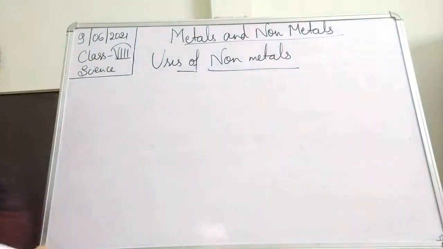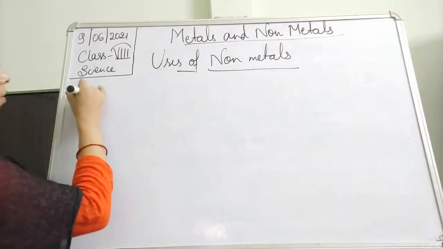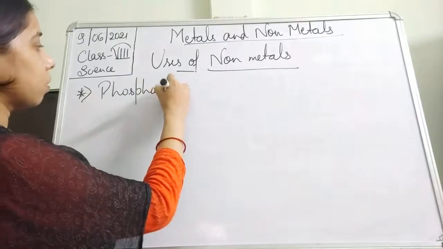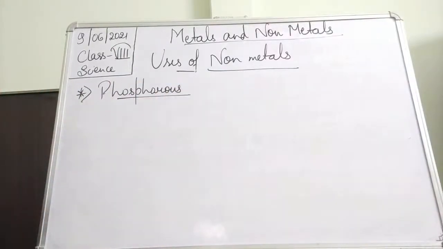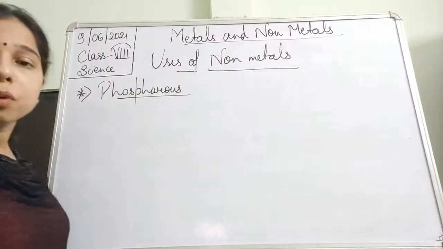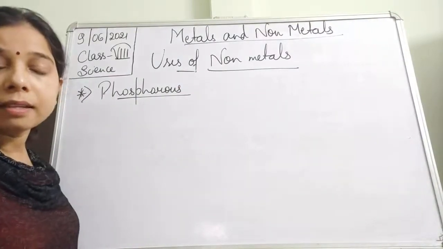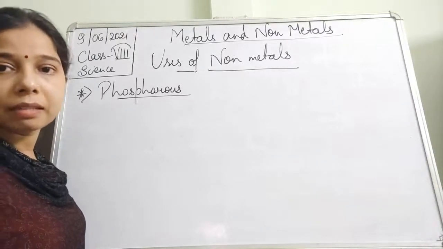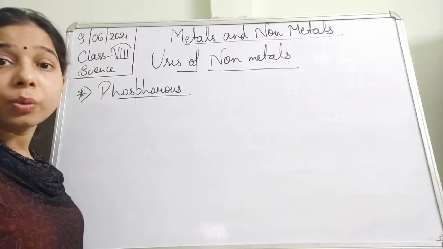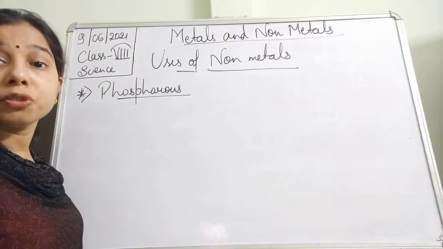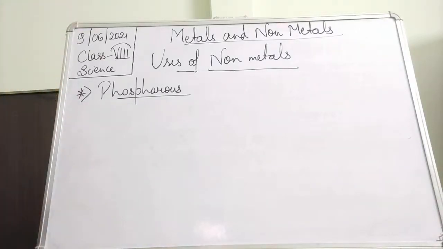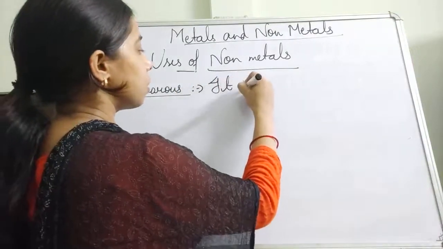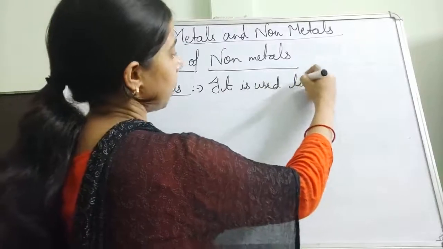If we start with the first one, students, the first one is phosphorus. So basically phosphorus is used in making phosphoric acid as well as it is also used in making fertilizers. Lot of fertilizers are there like that of NPK, students, which is used as a fertilizer.